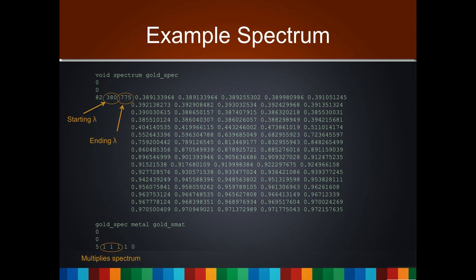And then the 1 1 1 I mentioned earlier for the red, green, and blue just says don't modify the spectrum. The arguments are the starting wavelength, the ending wavelength, and then this is the count of samples plus. That just tells you how many samples there are, and they're evenly spaced in wavelength.